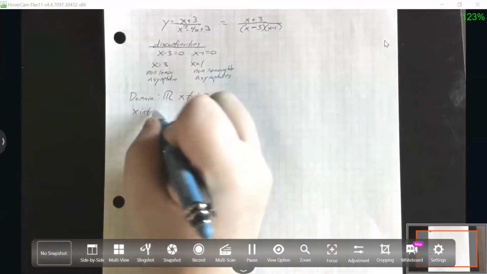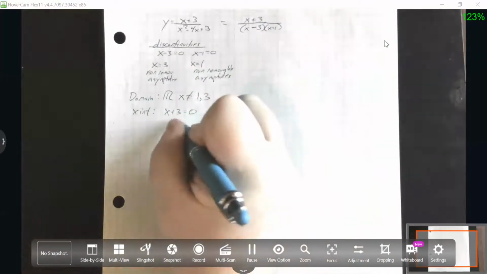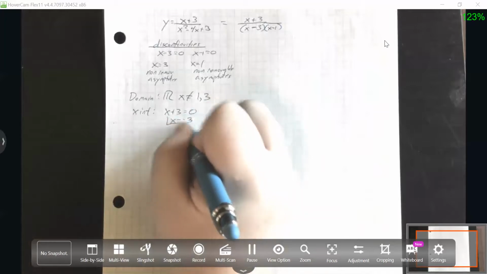Now I go to my x-intercepts. To get my x-intercepts, I go to the simplified form at the top. That's x plus 3 equals 0, and I solve it. So x equals -3 is my x-intercept.